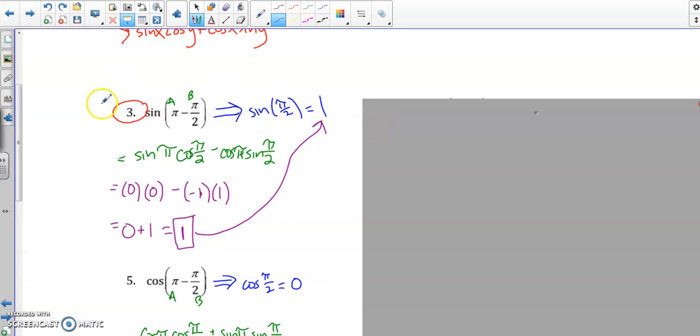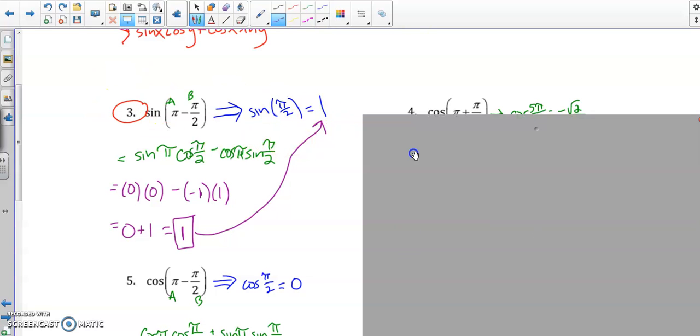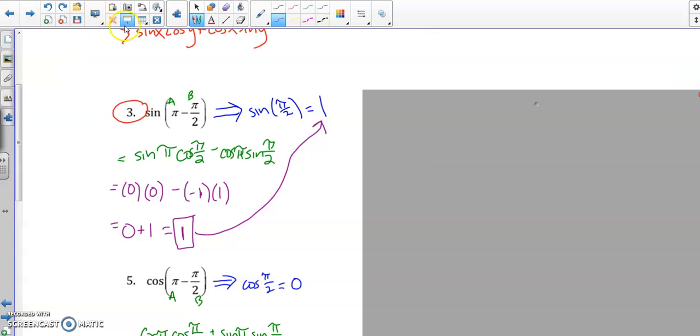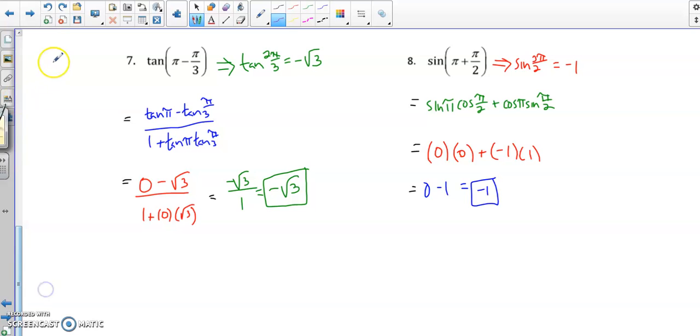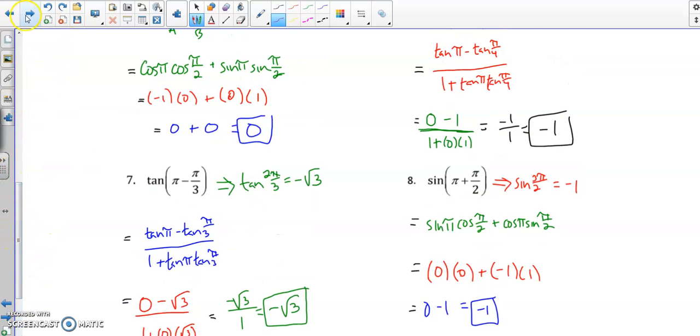Okay, so if you want to play around with the rest of these, I have them all done. I'll post these notes online. Anyway, try those out, play around with them, see how you do. Next page.